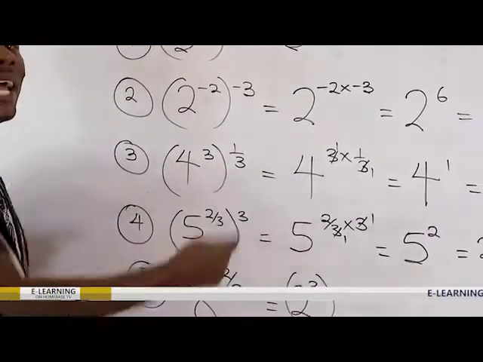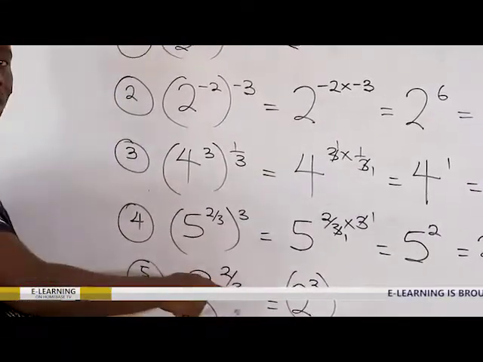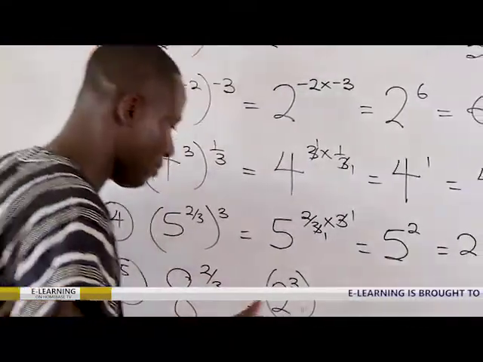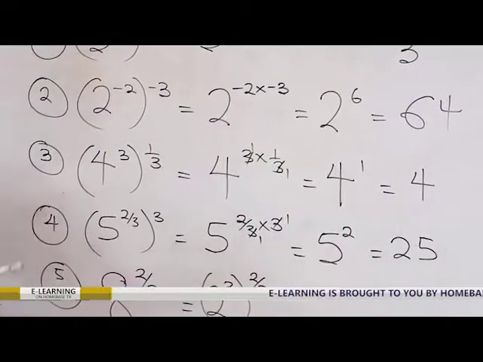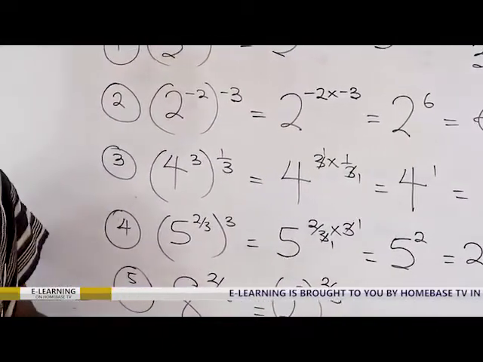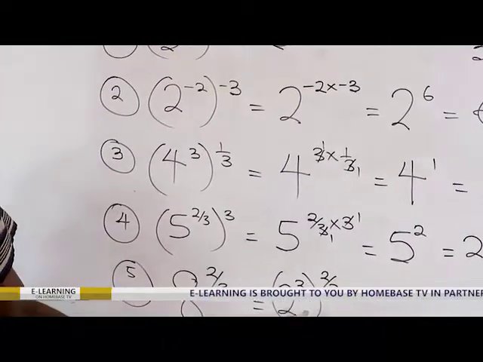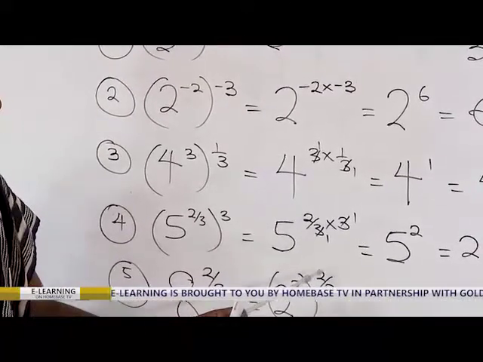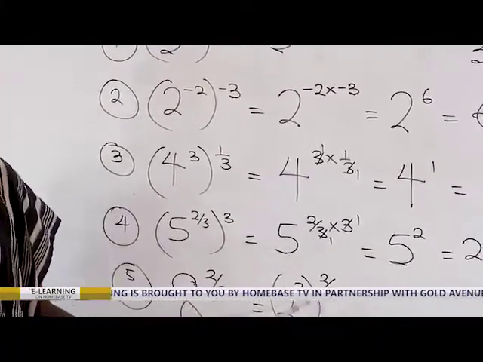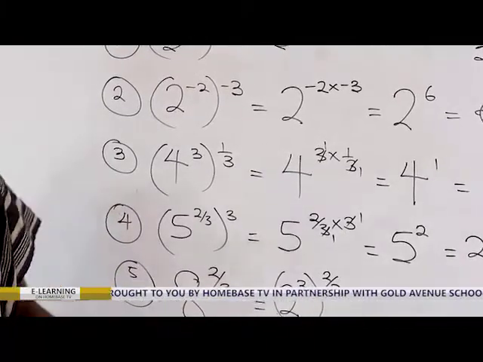Then I'll bring the original exponent, the fraction, outside the bracket. Then it becomes easy for me to simplify. Because I have exponent 3 here, and when I multiply the exponents, then I can cancel the 3.